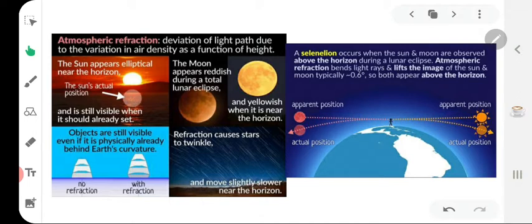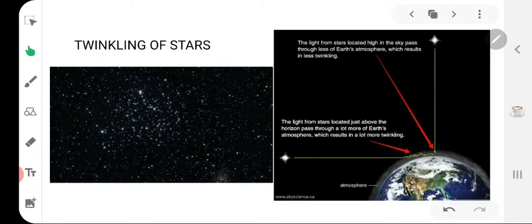On your screen right now you can see some common observations happening primarily due to atmospheric refraction. Let us discuss a couple of these. Let's begin our discussion with the topic of twinkling of stars.